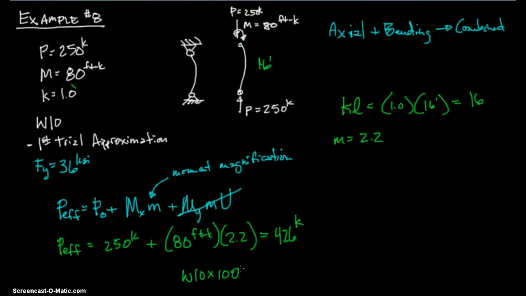I hope that makes sense. But that is your answer. You want to use a W10 by 100 whose tabulated allowable axial load is 476, which you could say P allowable equals 476 kips, which is greater than your P actual equals 426. And that means we're good. We have a greater capacity than we do have a load, and we can move on. All right, thanks. I hope this helps.